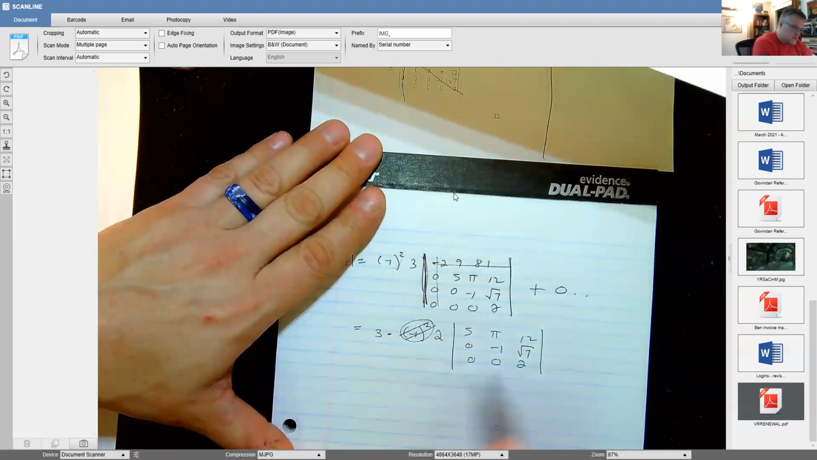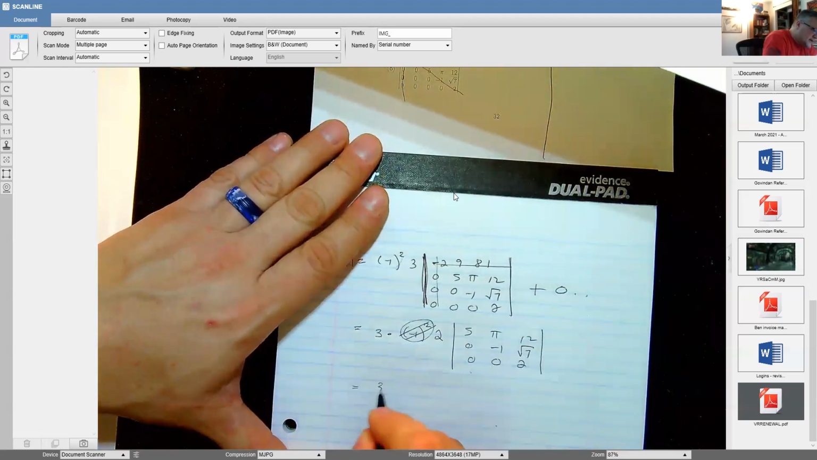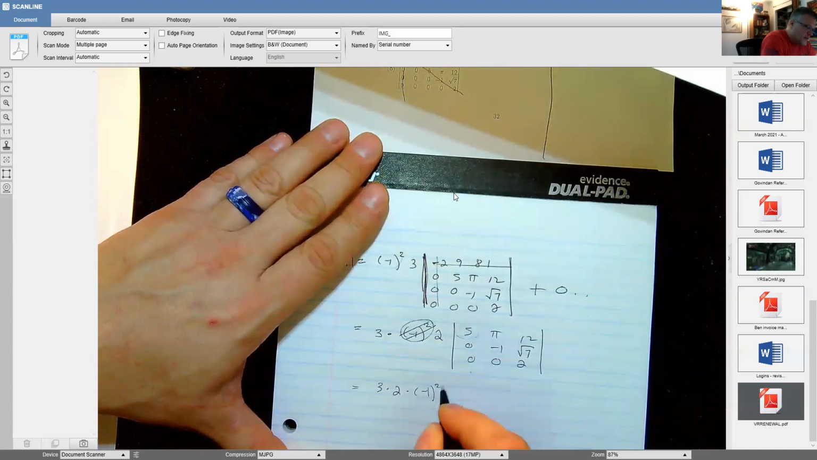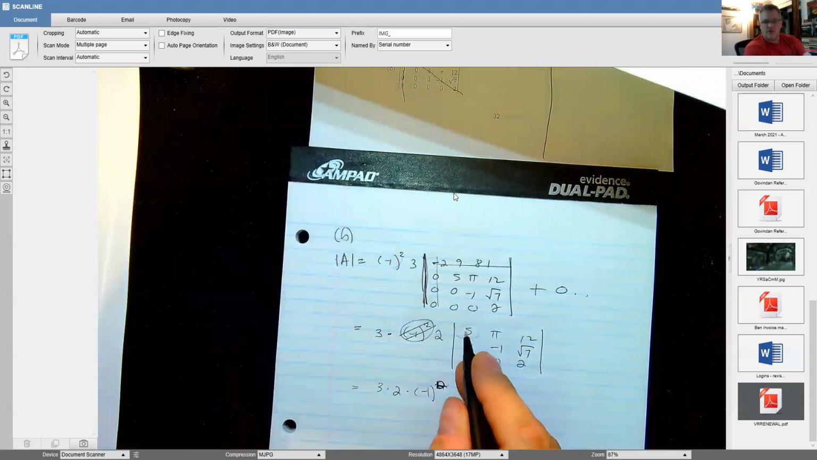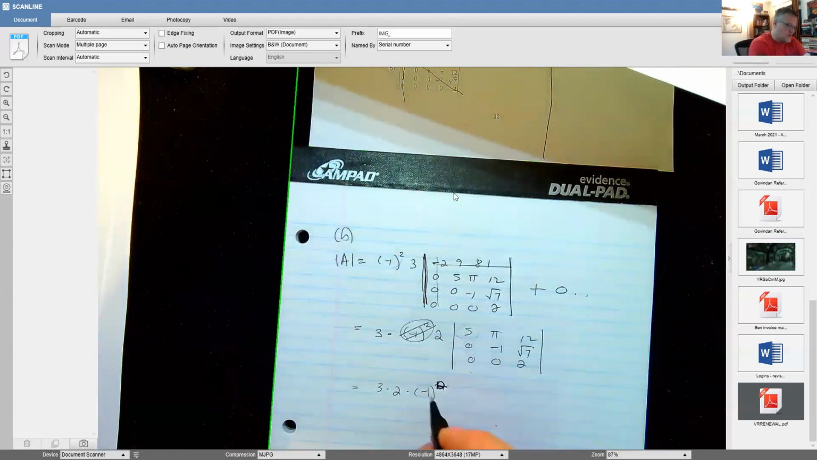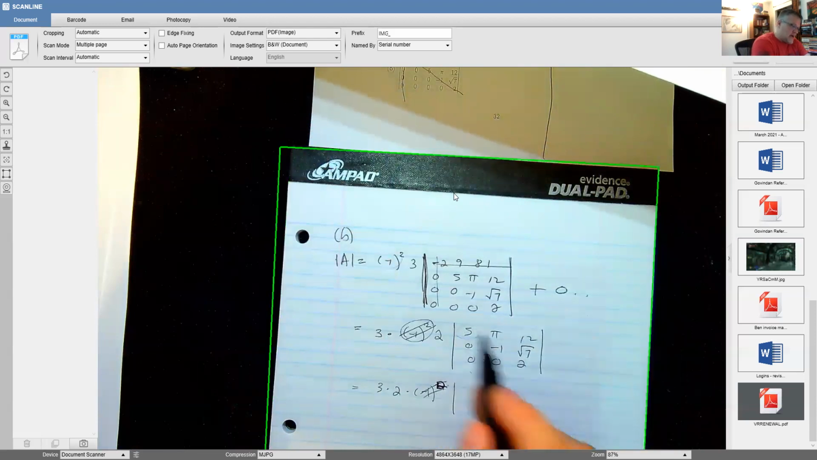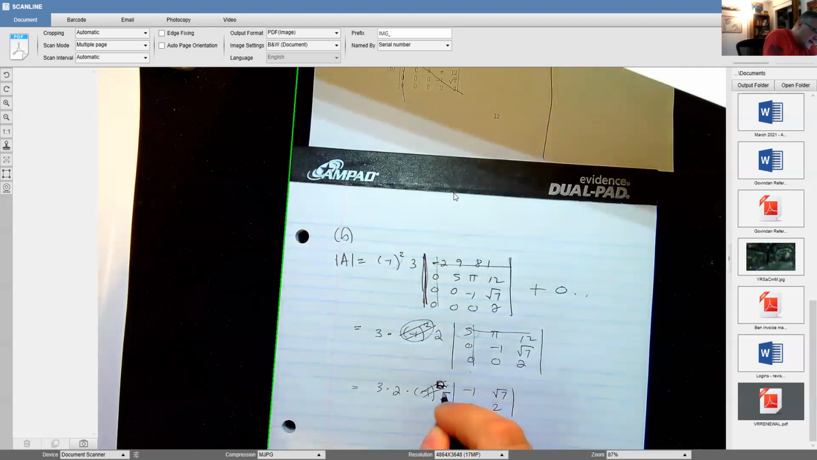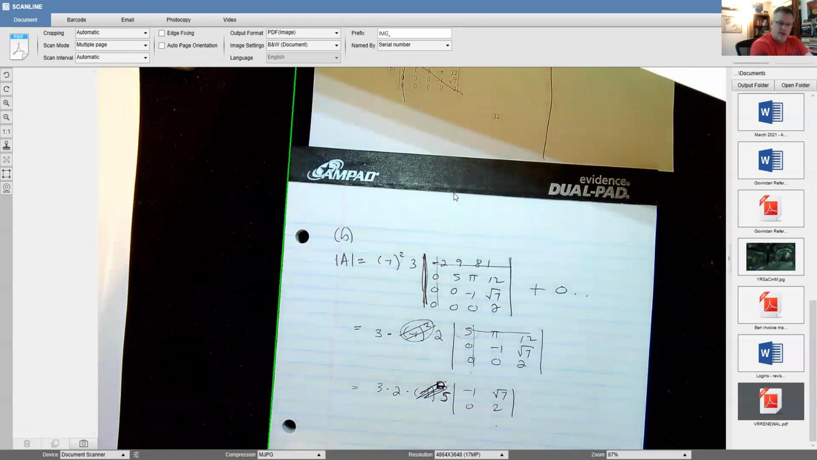Let's do it again. Choose the first row. So we have 3 times the 2, negative 1 to the 2 plus 2. I'm always using that upper left entry, so it's always going to be negative 1 squared, which is the 1, but times the determinant of what remains after you throw out that row and column. That's that. Now we have a 2 by 2. Oops, and I forgot the 5 again. There's the 5. All right. So now we have a 2 by 2. We don't have to break it down further.